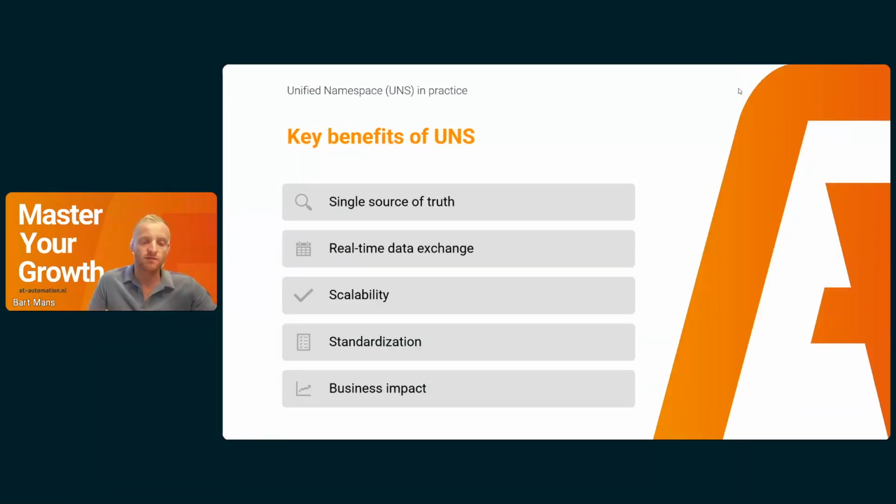One of the key benefits of the UNS is that it is a single source of truth. All data is integrated in the UNS in a single location. It is a real-time platform for real-time data exchange. Of course, this enables scalability and standardization, and that way you can make business impact.